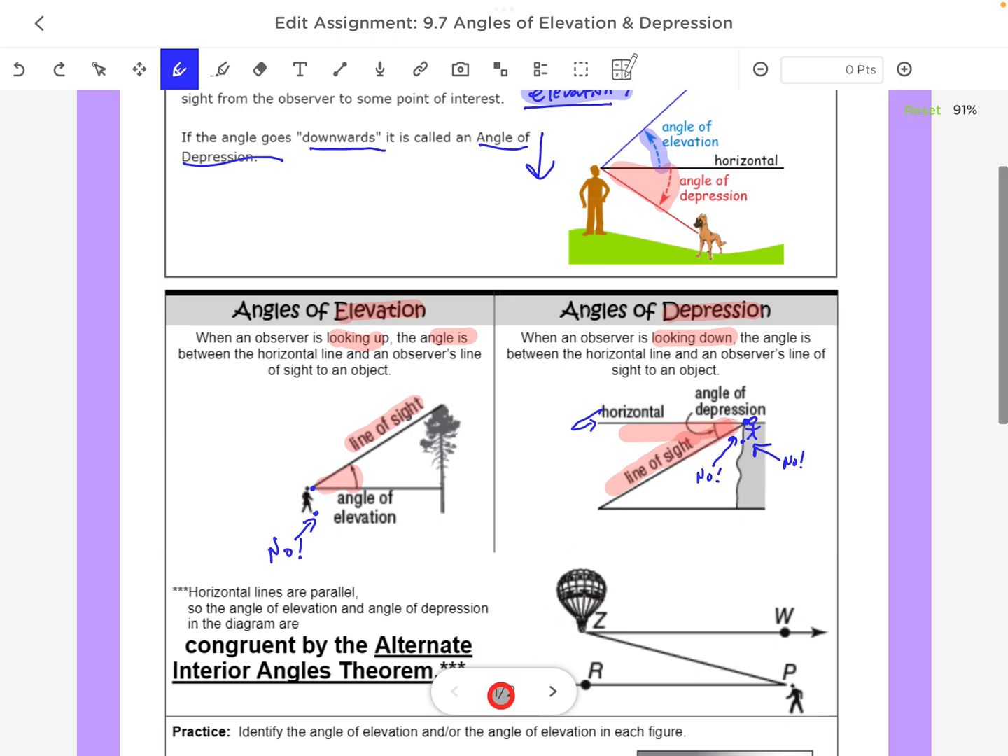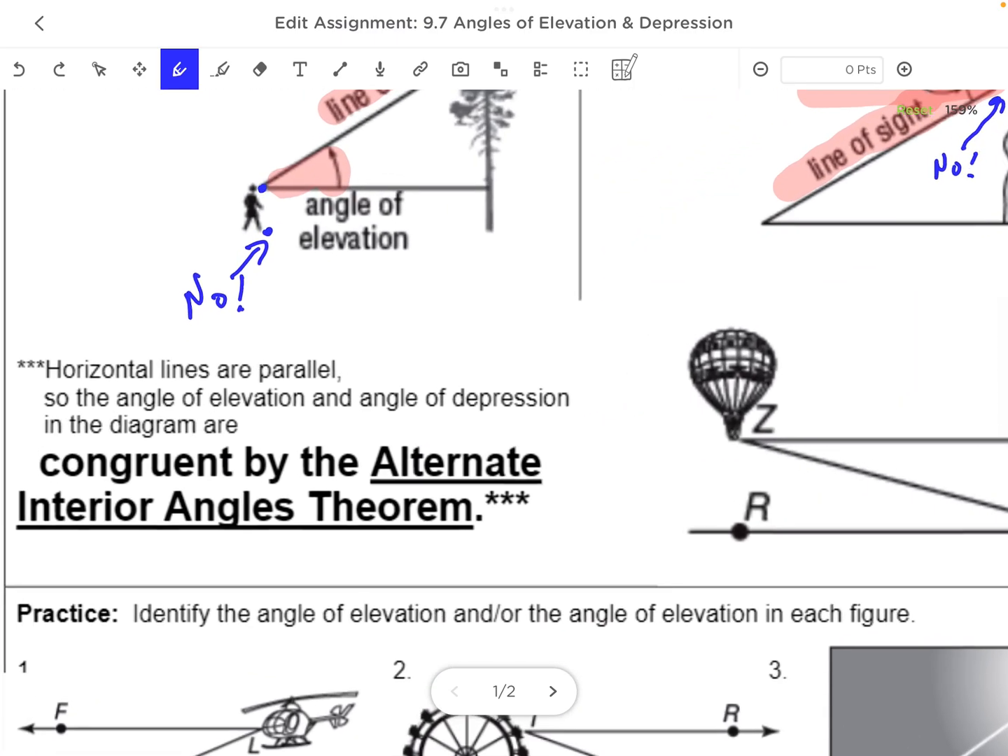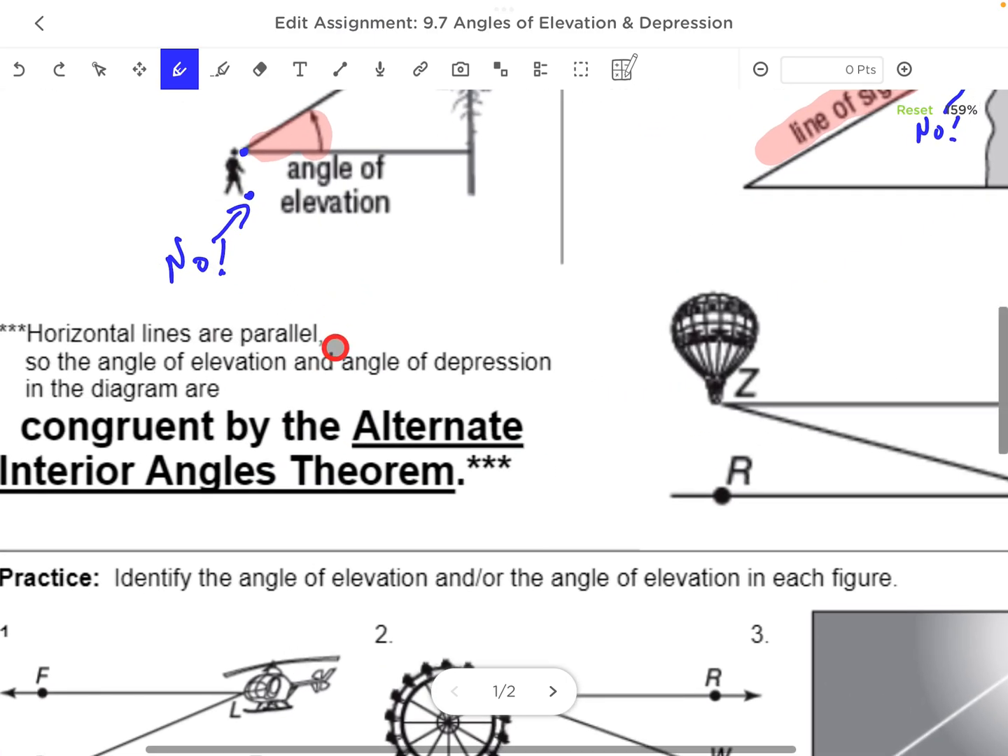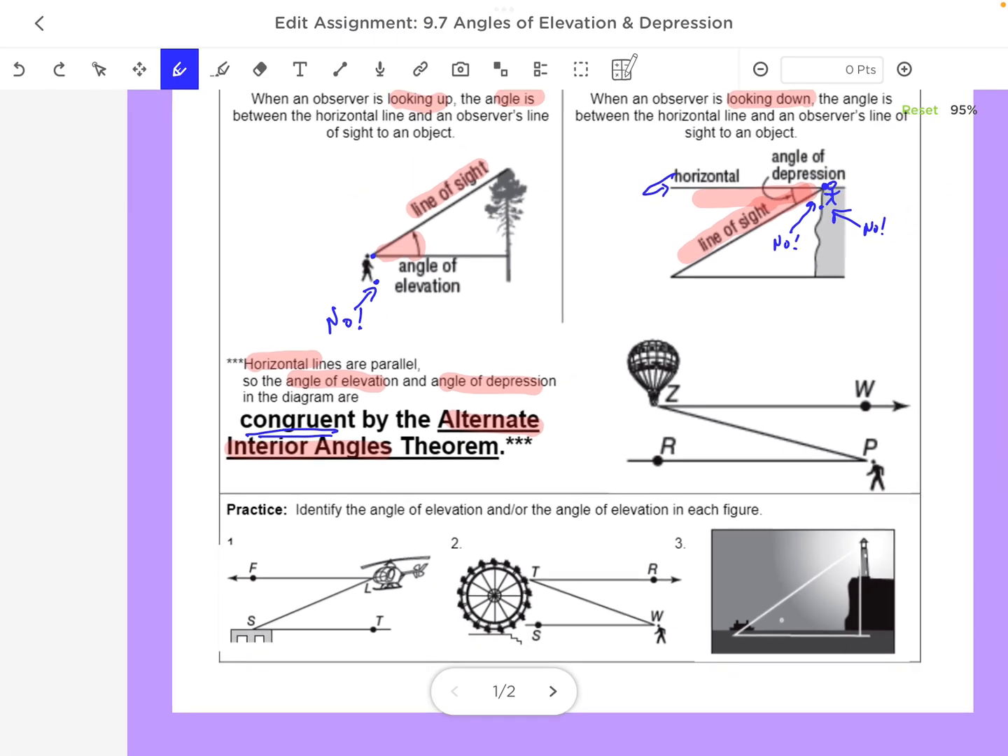And I have a special thing for us to think about as well. If a line going down is depression, and going up is elevation, then since horizontal lines are parallel, we bring in what we talked about with parallel lines and alternate interior angles. So the angle of elevation and the angle of depression are congruent. That means they have the same measure.